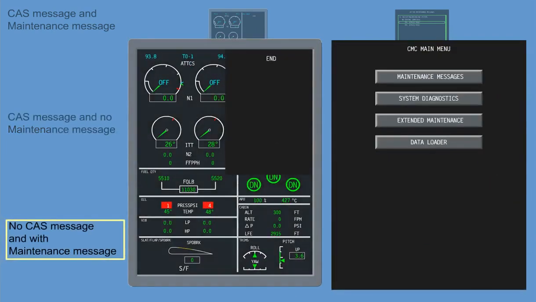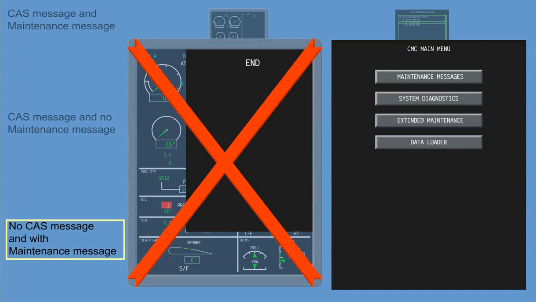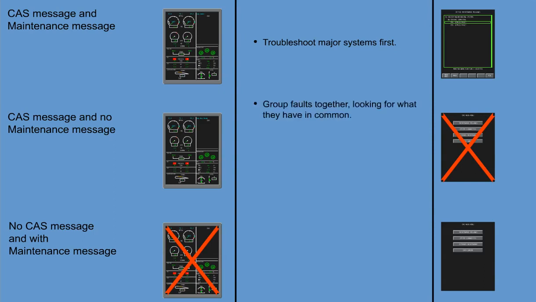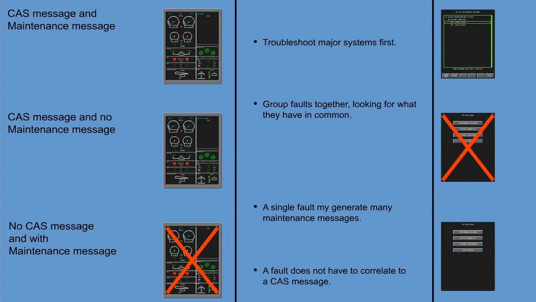No CAS messages exist, but there are maintenance messages. These types of messages are related to a degradation of the system, but may have only an economic impact, and so there is not yet a CAS message. When performing troubleshooting with the ADMS, always keep the following points in mind. Troubleshoot major systems first. Group faults together, looking for what they have in common. A single fault may generate many maintenance messages. A fault does not have to correlate to a CAS message.